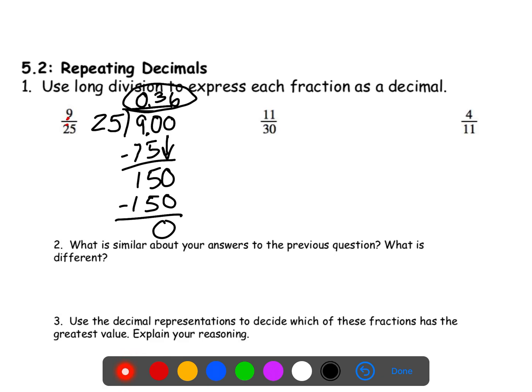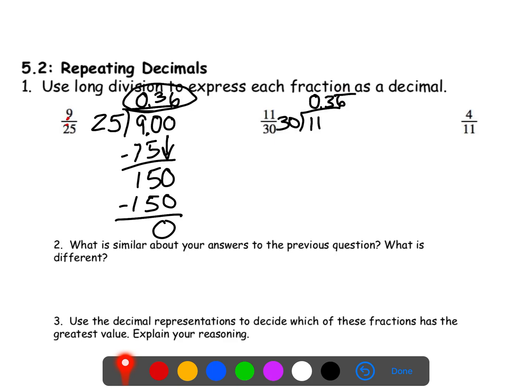For 11 thirtieths, you divided 11 by 30, and you should have gotten what I hope you realized was a repeating decimal, 0.36, and that 6 just continues on for as long as you can divide, for as much paper as you have, and it's just going to continue going. So once we see that number repeating, we can stop and we can put a symbol above that number that's repeating. That line, that bar above the number tells us it's just going to go on forever.